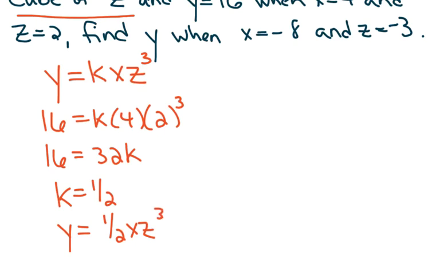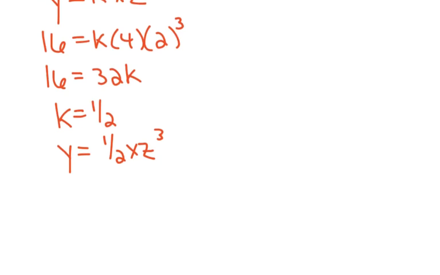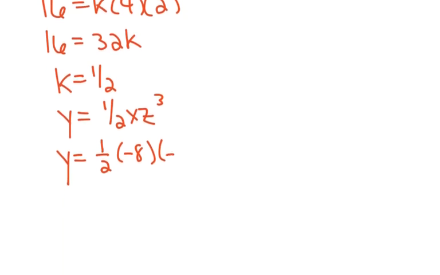Now we're going to plug in -8 for x and -3 for z. So y is equal to 1/2 times -8. And what was the other one? -3 cubed. -3 cubed is -27. And then -27 times -8 is +216, times 1/2 is going to be 108. So y is going to equal 108.